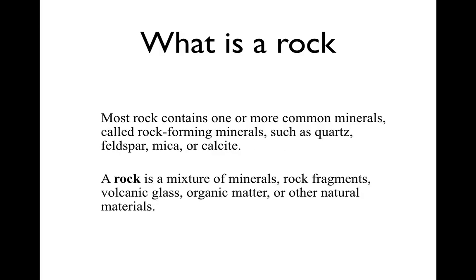Let's talk about rocks and minerals. First of all, we have to decide what a rock is. A rock is kind of a hodgepodge of everything. It can contain organic material, which is things that are made from living processes. It contains carbon. It contains different types of minerals in it. It contains glass. It can contain rock fragments, any other kind of natural materials. So it's a hodgepodge of things.